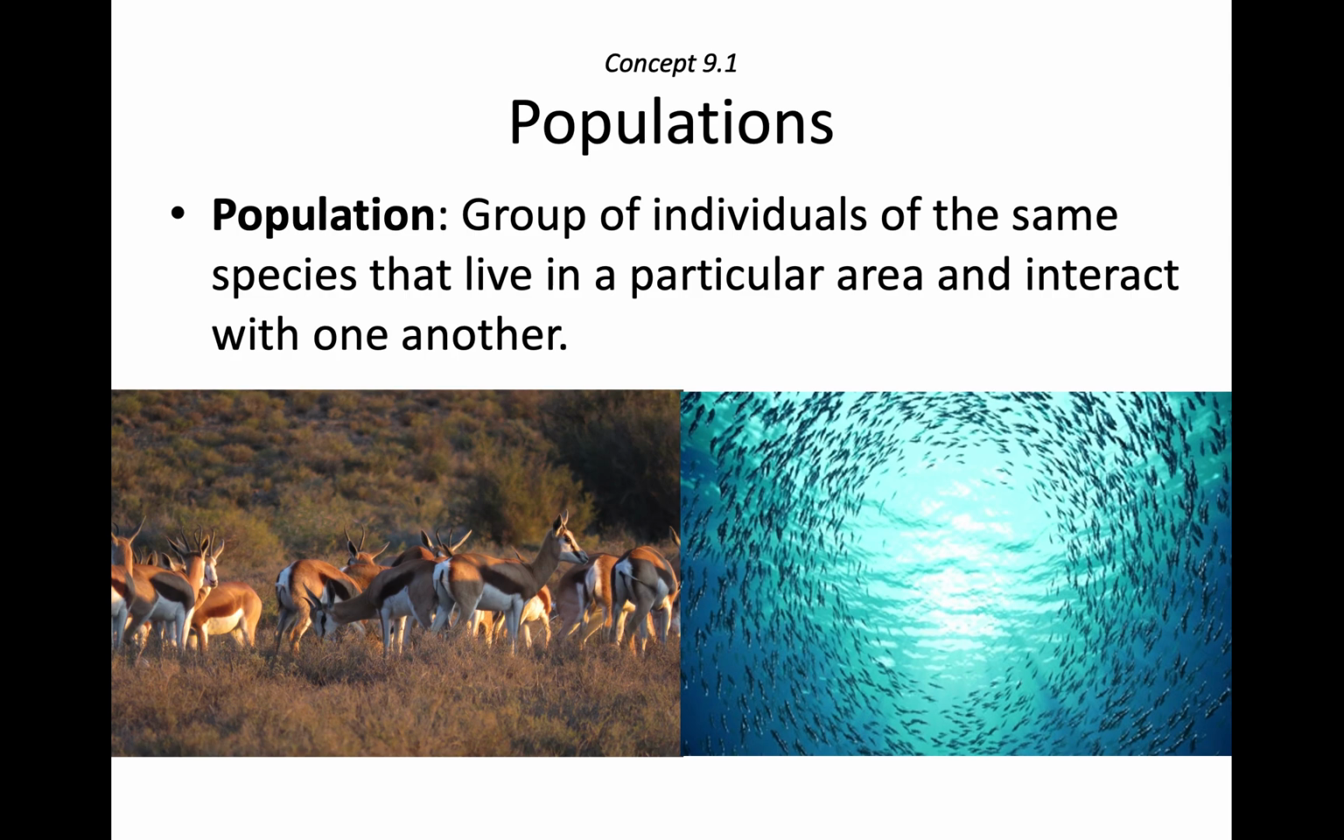Populations are groups of individuals of the same species that interact with each other because they're living in the same space over the same time period. So, populations, the important part of this definition is that they're the same species. They interbreed with each other.